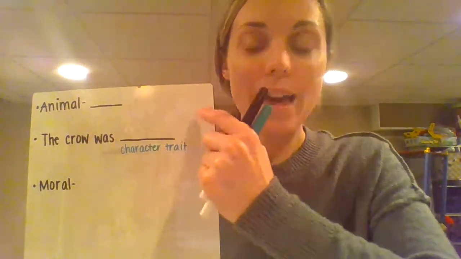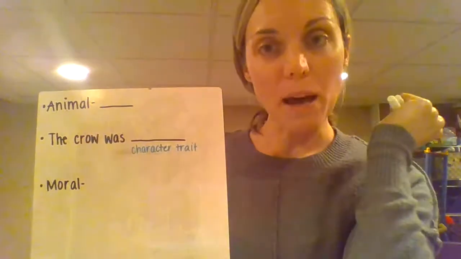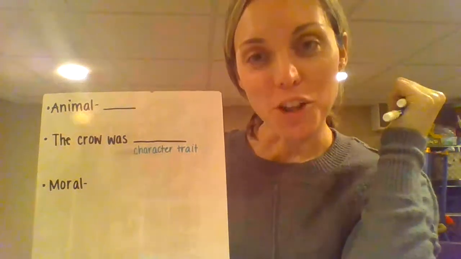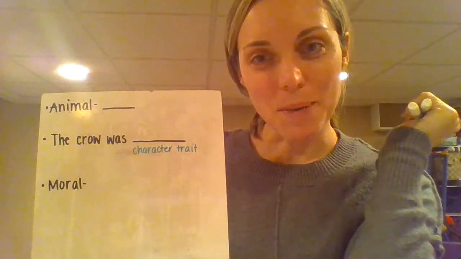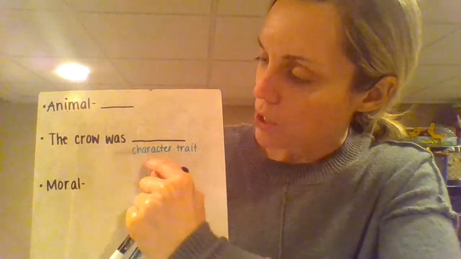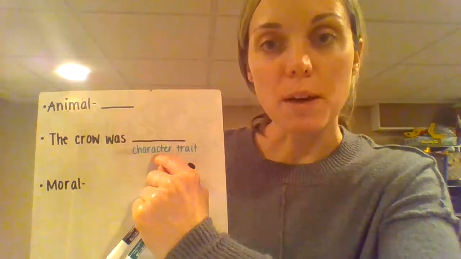After you read the story, The Crow and the Pitcher, you're going to fill in this chart. Next to animal, you're going to say the main character, the animal that this was mostly about. So you have to pick which animal was this mostly about. And you're lucky because in the story there really is only one main character, one animal. This next line, the crow was, you're going to put a character trait. How would you describe the crow?